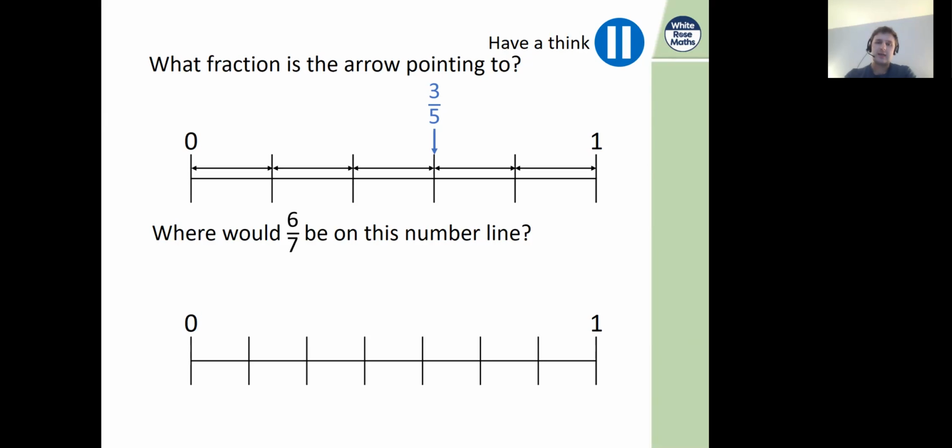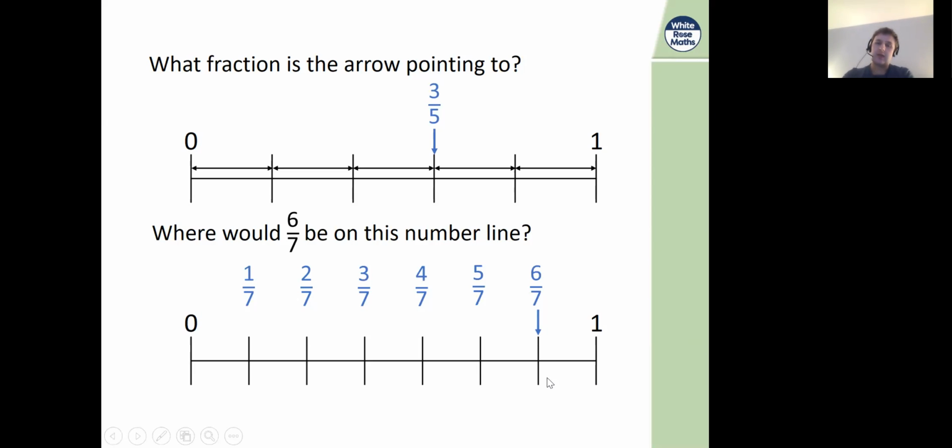Have a think about this next one. Where would 6/7 be on this number line? Maybe there's a cheat method for this one. Well, 1/7 would be first, then we'd have 2/7, 3/7, 4/7, 5/7 and 6/7. 6/7 would be this last one here before 1.